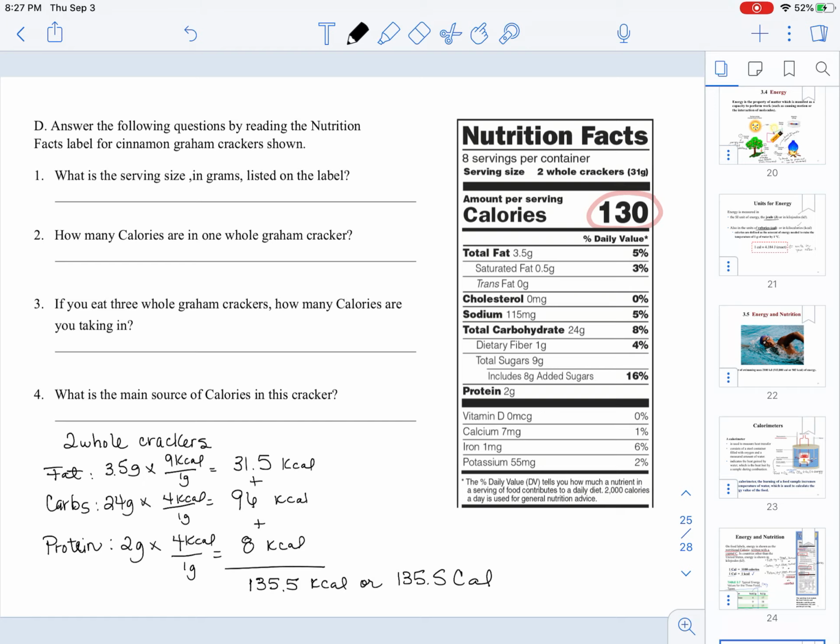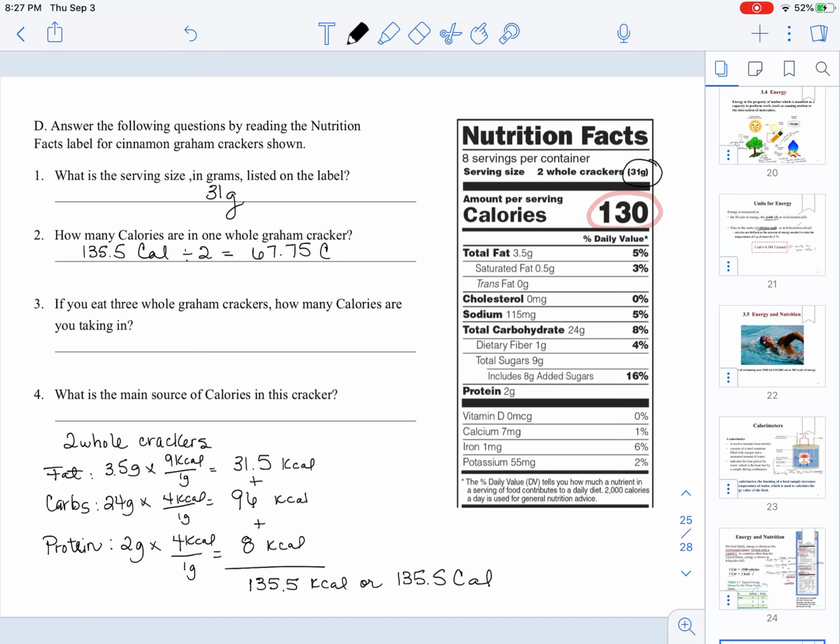So as you can see, we have several questions that we need to answer when it comes to part D in the worksheet. The first one is, what is the serving size in grams listed on the label? And as you can see, that is 31 grams. And you can find it right here. How many calories are in one whole graham cracker? So we're going to take 135.5 nutritional calories, and we're going to divide this value by 2.